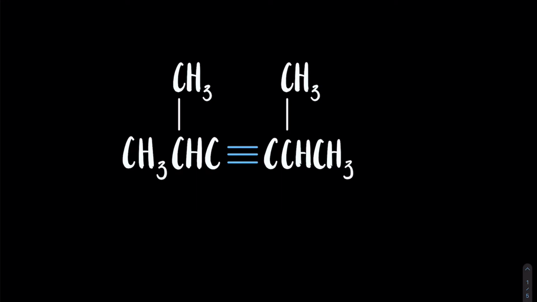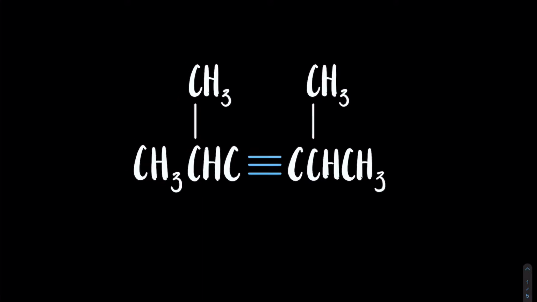Numbering the main parent chain will begin at the end nearer to the triple bond so that the triple bond receives the lowest number possible. Compounds with more than one triple bond are called diynes, with three triple bonds would be triynes, and so forth. Compounds containing both double and triple bonds are called enynes, if you want to spell that out. Numbering an enyne chain starts from the end near the first multiple bond. It doesn't matter whether it's a double bond or a triple bond.